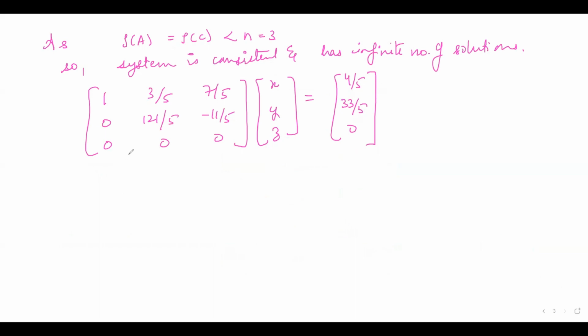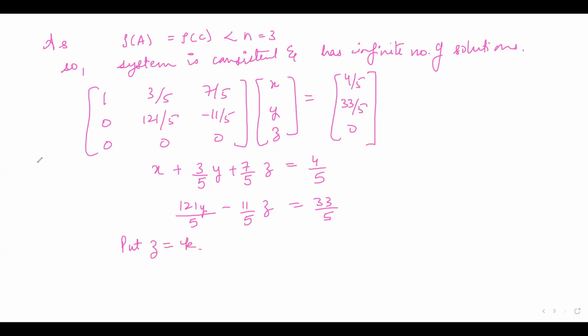So now when I form the equations here, I can get x plus 3 upon 5z. Oh, sorry, this is y plus 7 upon 5z is equal to 4 upon 5. Then 121y upon 5 minus 11 upon 5z is equal to 33 upon 5. Right? So we can't find any equation for the last one. So we put z is equal to some k. So that's important.